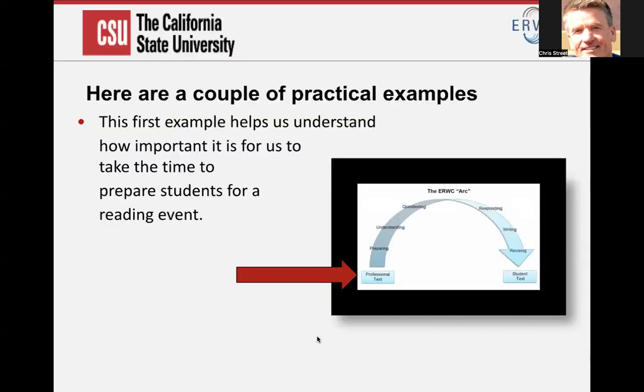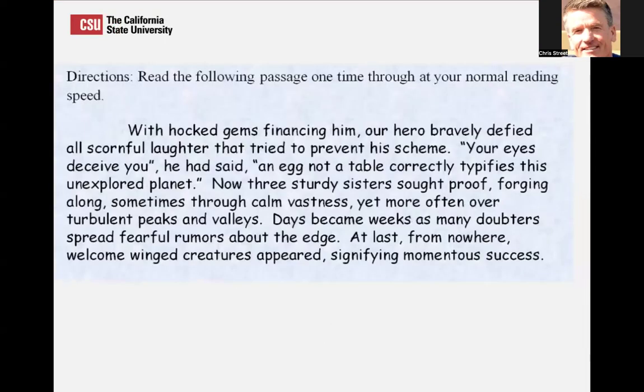So we're going to share a couple examples. The first one I want to share with you is a practical example for how to get kids ready for a reading event. So read this passage one time through at your normal reading speed, and then we'll talk about it.